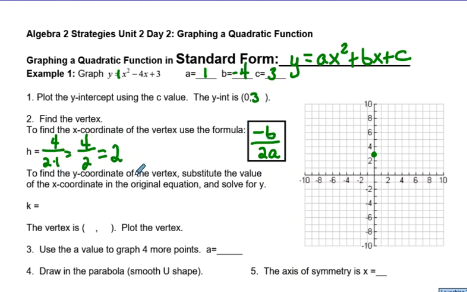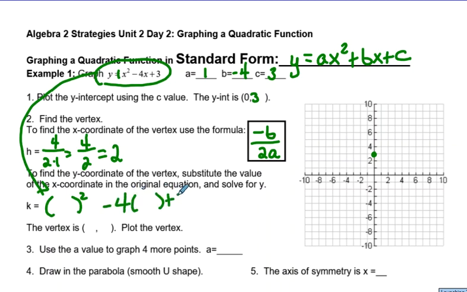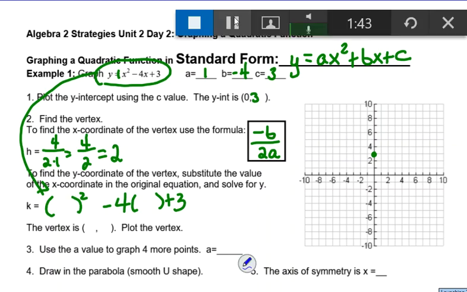To find the y-coordinate of the vertex, we just substitute that value back into the original equation. So here's my original equation. And then instead of the x's, I'm going to put the 2. So something squared, that something is going to be 2. So 2 squared minus 4 times something, that's also 2. You can do that in your head or on the calculator. Basically we plug 2 into the equation and see what you get. Compare an answer with a neighbor.